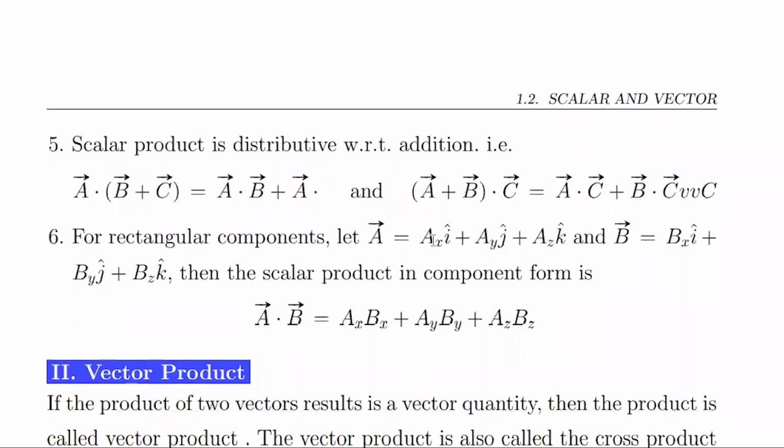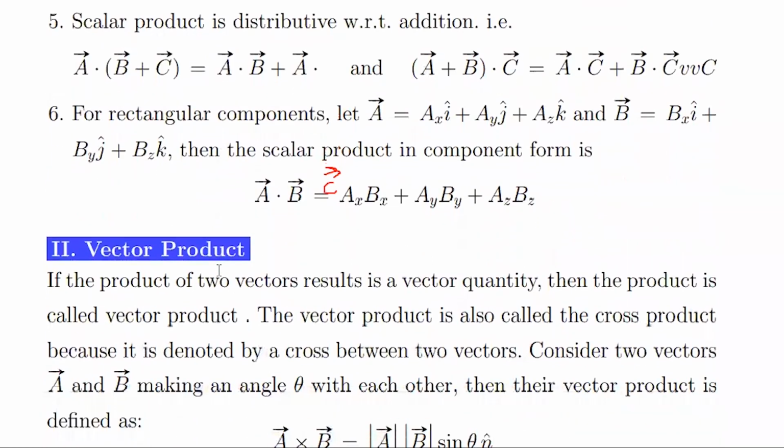And lastly, the distributive property of scalar product is very simple. A dot (B plus C) is equal to A dot B plus A dot C. Here C is, I think, missing. We can write here A dot C like this one. Similarly, (A plus B) dot C is equal to A dot C plus B dot C.